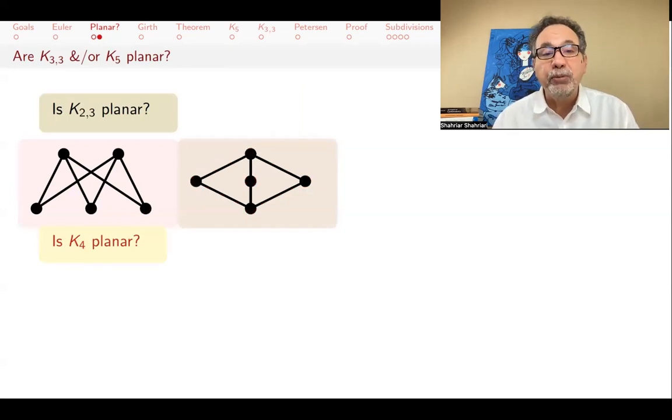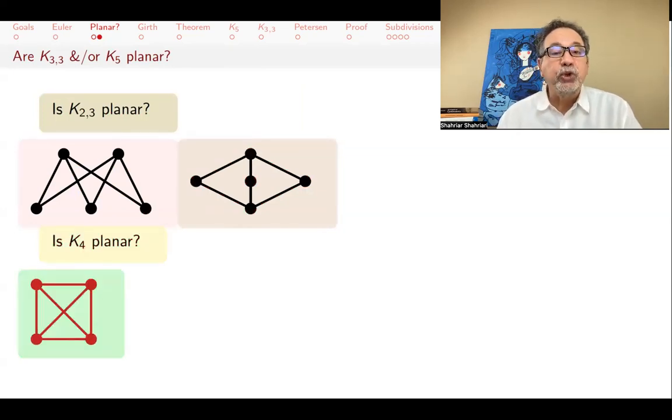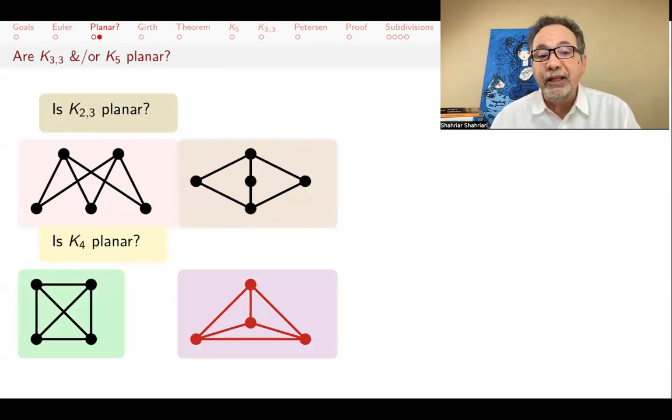What about K4, the complete graph on 4 vertices? The usual way you might draw K4, again, has a crossing. But you can draw it differently, and you can see that, yes, K4 is planar.